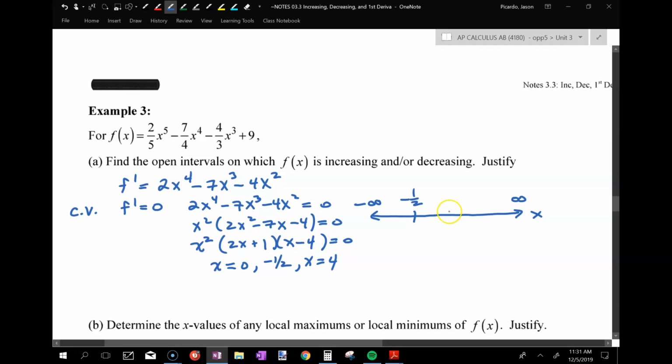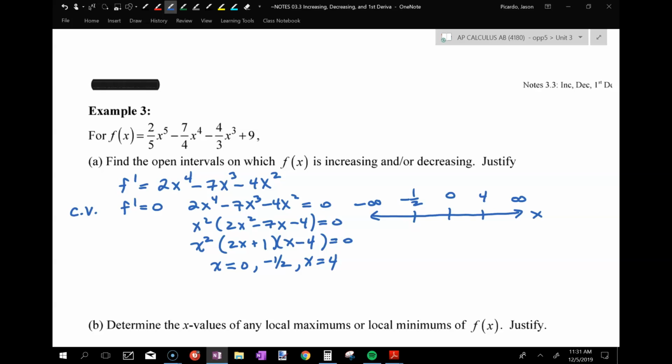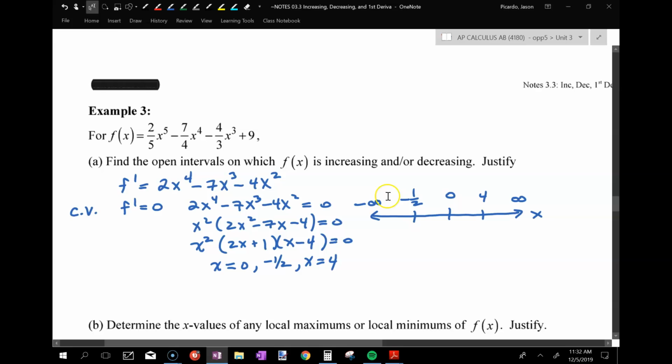This root, and this root. So, guys, I know again that if I were to graph this, I'm going to have some 4th degree polynomial that has this root, and this root. Really, really important thing to talk about now.